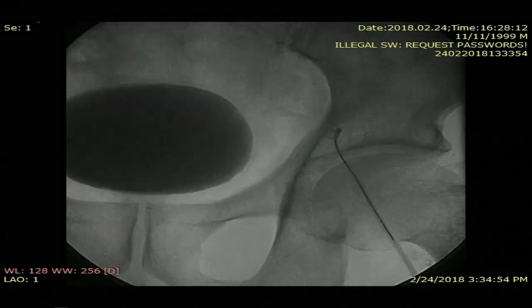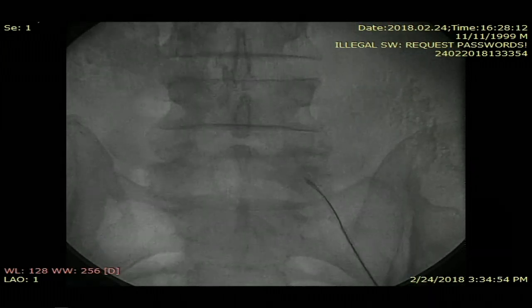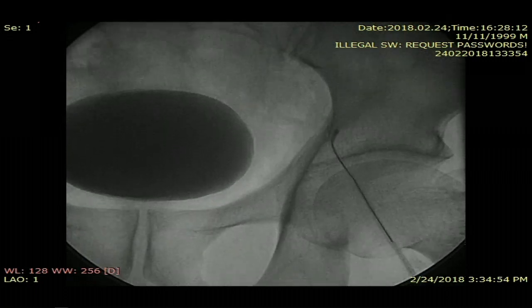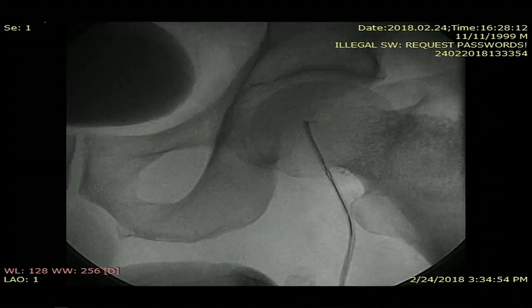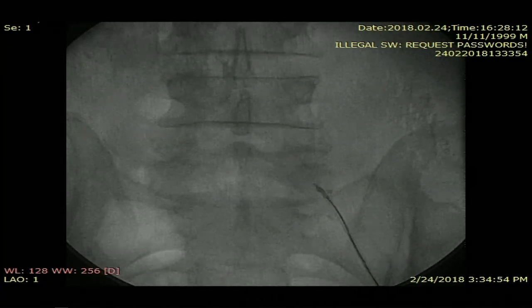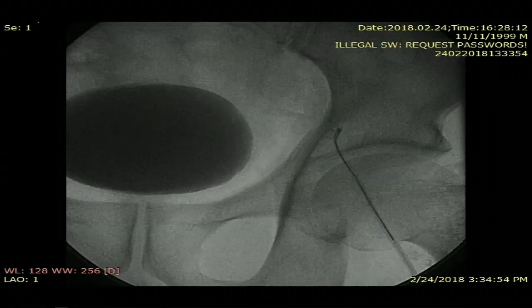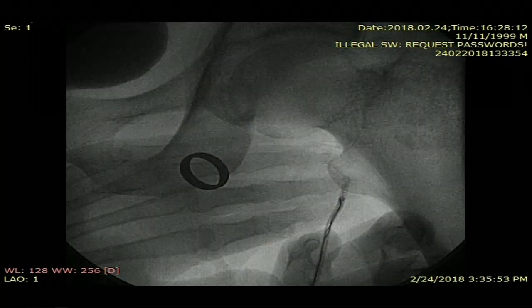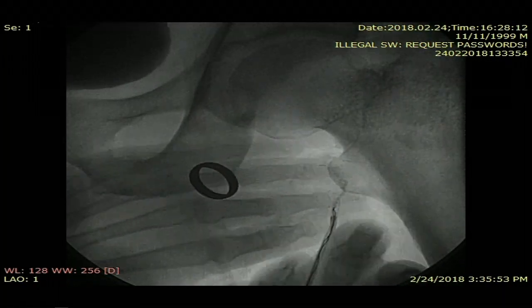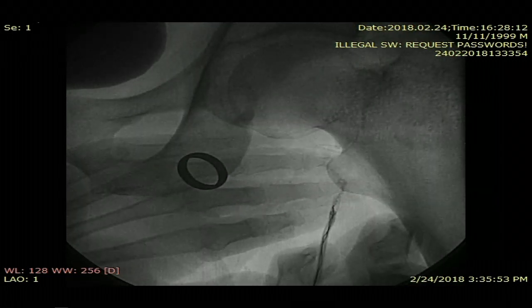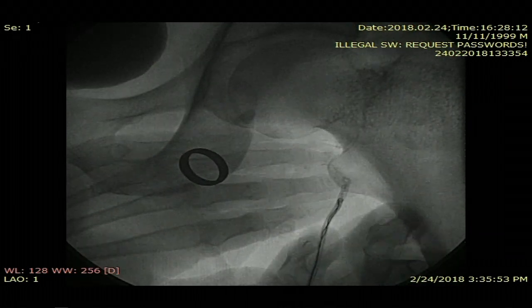So we used the snare, and we went from the left side. From the right side, we cannot retrieve it. We went from the left side and used the snare to get the stripped stent out. You can see it going out, and we could not retrieve it completely inside the catheter, but we pulled it like as you see. This is the last step of pulling it out from the femoral artery.